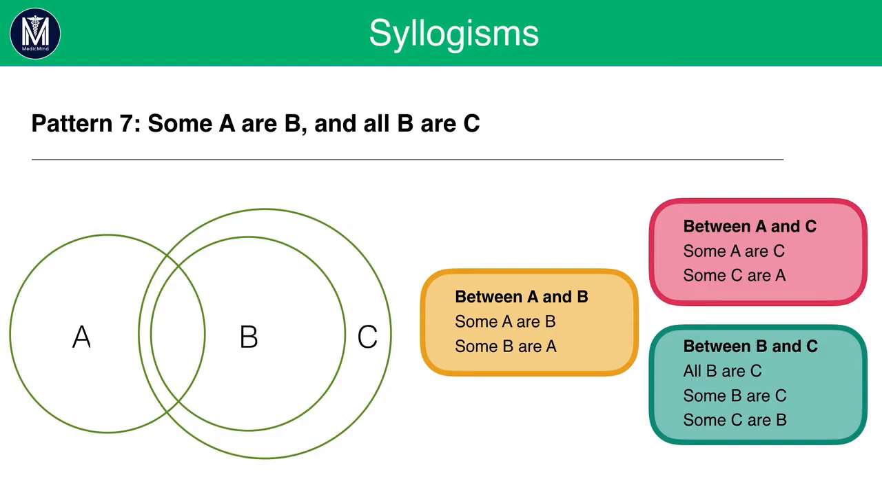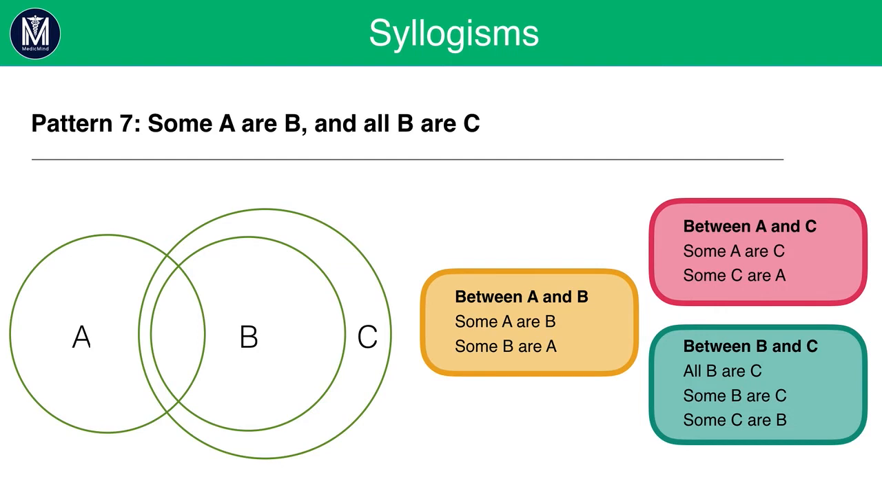On to the next pattern now. Some A are B and all B are C. Now, look at the Venn diagram and you can see that there is overlap between A and B, and since all B are C, there is also overlap between A and C. So what can be deduced?